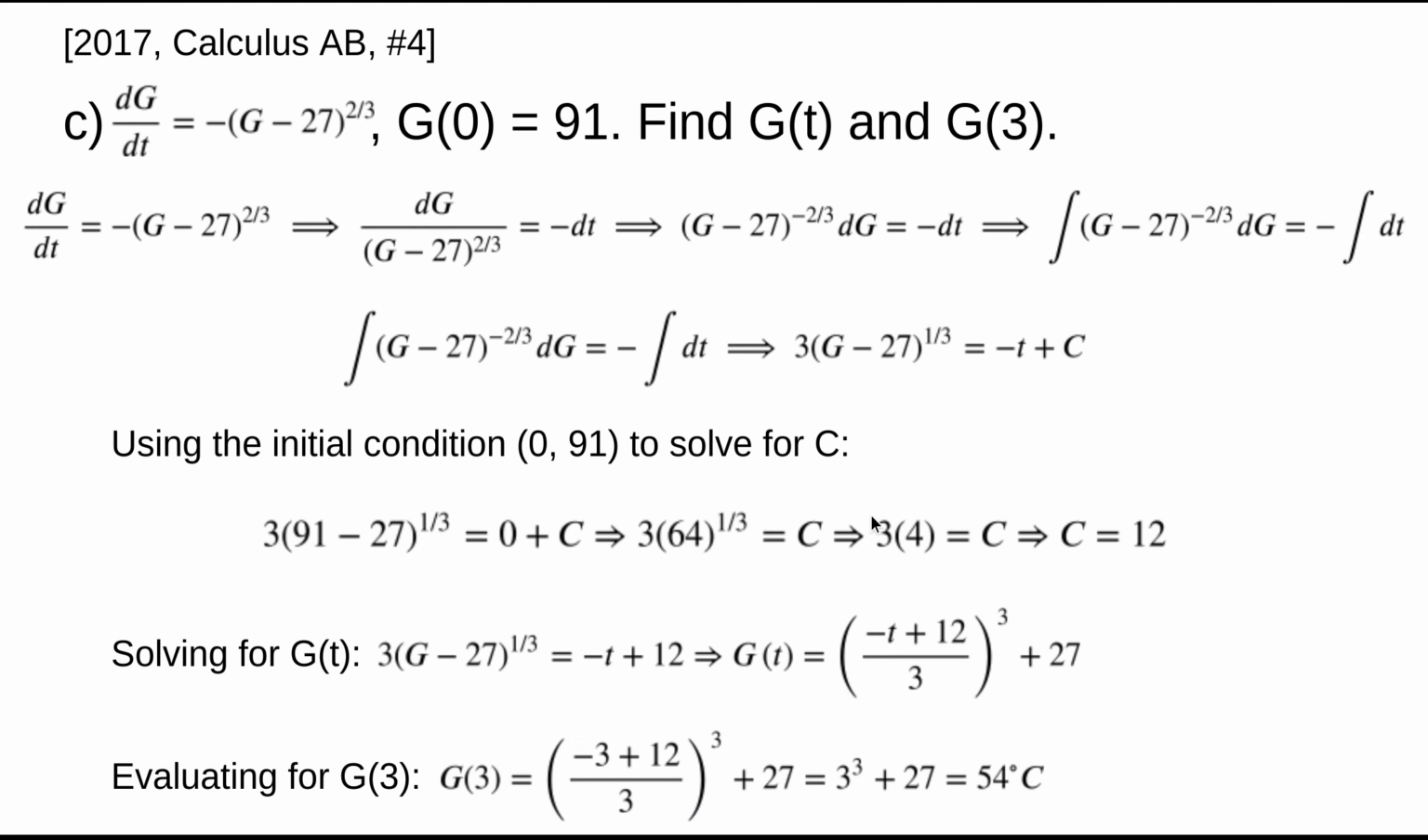Negative 3 plus 12 is 9. 9 over 3 is 3. 3 cubed is 27. 27 plus 27 is 54. So if this is the function that models the internal temperature of the potato, then the internal temperature of the potato at t equals 3 would be 54 degrees Celsius.